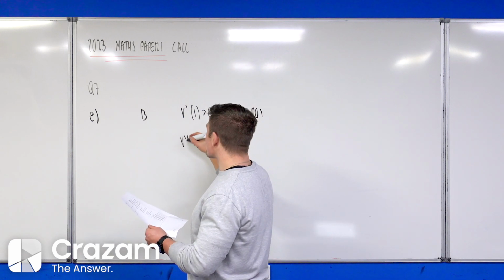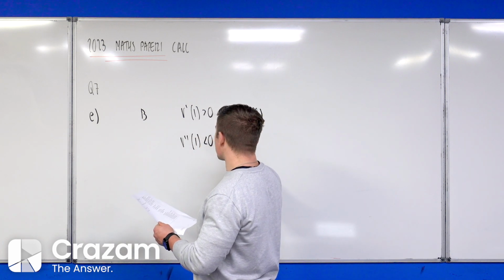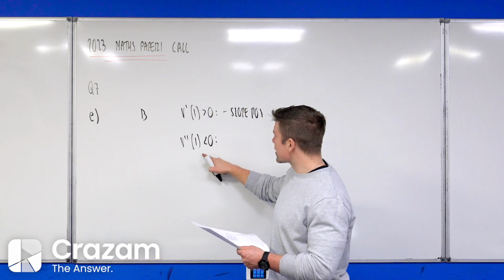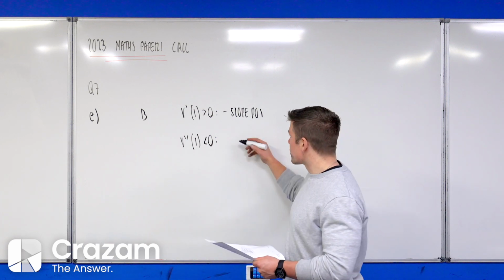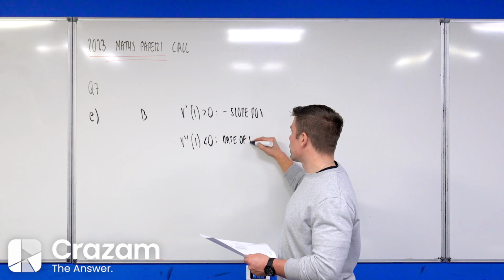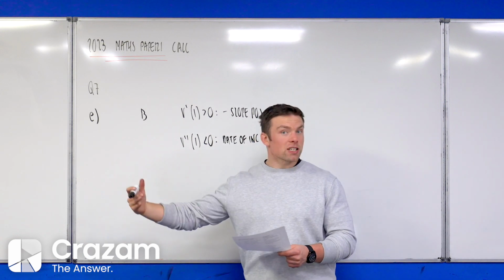And the second one here, they've told us that this is less than 0. So how can we use that to justify? Well, because that is less than 0, the rate of the increase of the slope is actually slowing down. And that's what we said before we could use with maximum or minimum points.